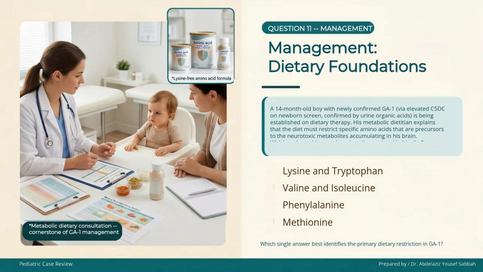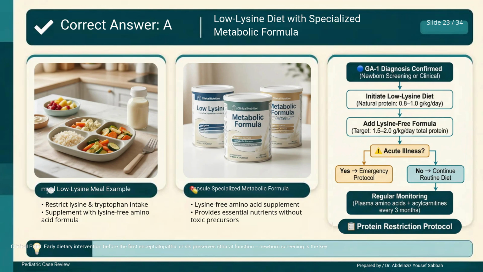Option A, lysine and tryptophan. Option B, valine and isoleucine. Option C, phenylalanine. Option D, methionine. The correct answer is option A, lysine and tryptophan.